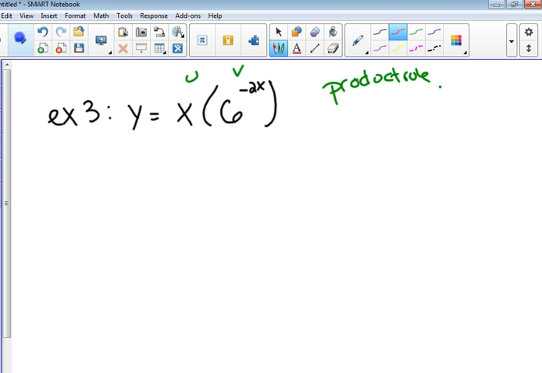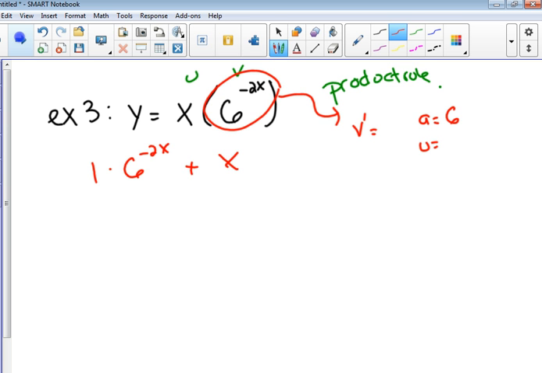So we need to use product rule here, right? Okay, so if you guys do your u prime, which is 1, we times it by b, plus x. Now when you do your b prime, this is where our new rules come in. We have to figure out what the derivative of this part separately is going to be. So what would you want to let your a be here? 6, good. What about your u? Perfect. How about your du? That's -2.